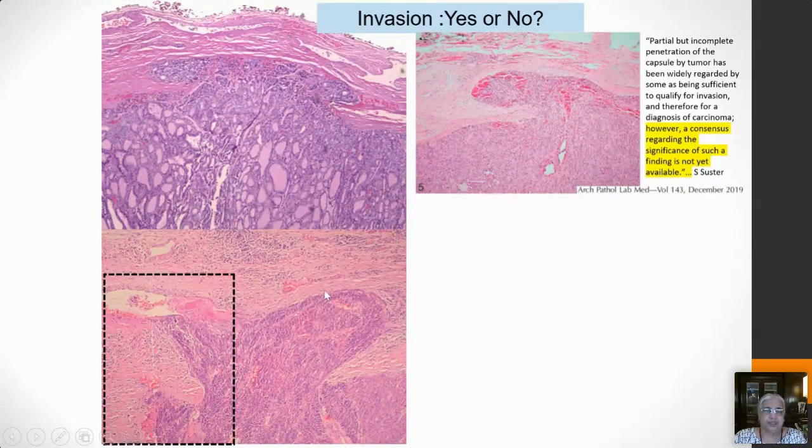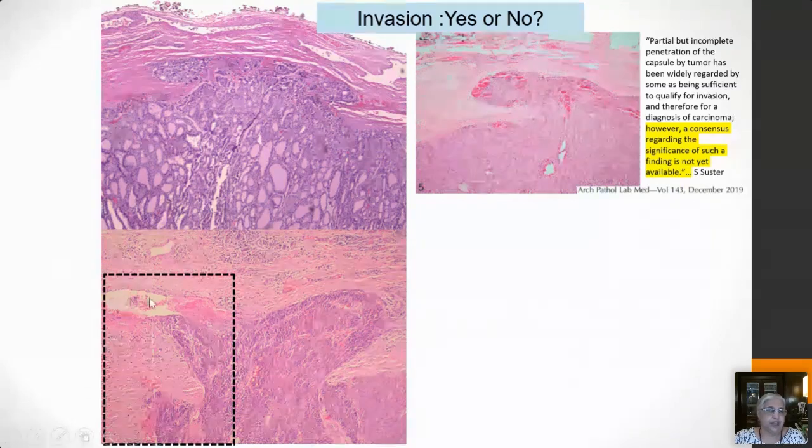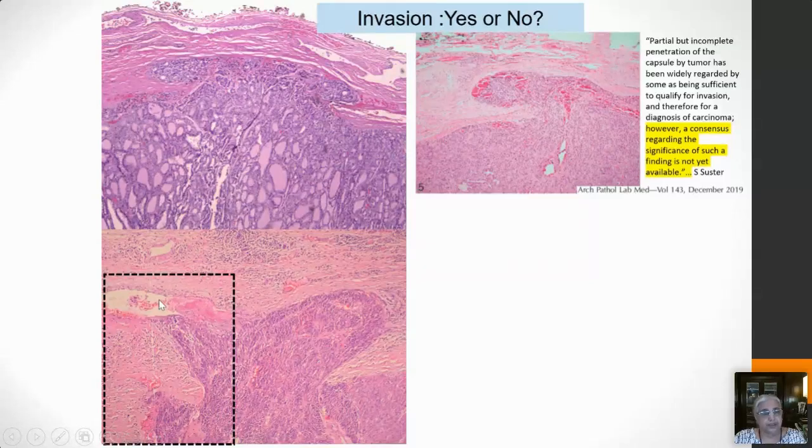What about this? Now here you have, yes, I think it looks like an invasion through the capsule. And you have these intracapsular vessels. You've seen one here, you see another one there. And there is a fibrinous thrombus in that.